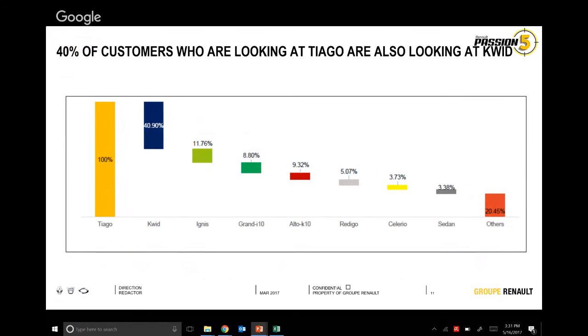Similarly, we have also seen that people who are looking at Tiago are also looking at Quid simultaneously. What is important here is that these digital leads are not just looking at your brand, there are other models also. From this slide, we see that out of the people looking at Tiago, 40% are also looking at Quid. So the importance of digital leads is that you get access to people who might be looking at Tiago, Ignis, or Alto. You have the possibility to engage with them, let them know about your product and have them buy your product. This would not be the case with dealer visits and walk-ins.